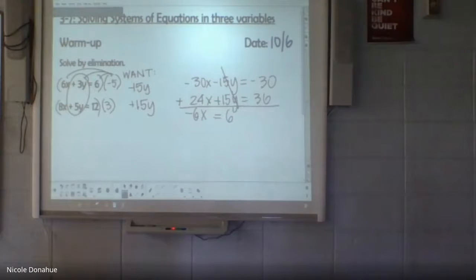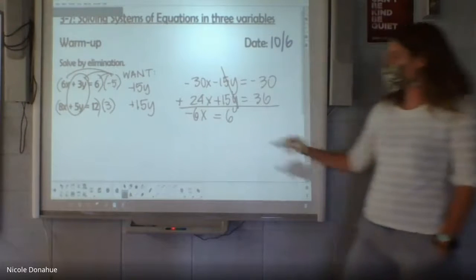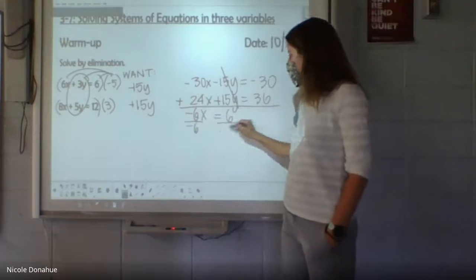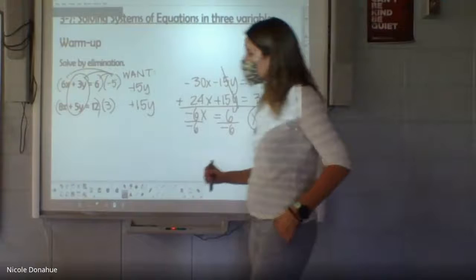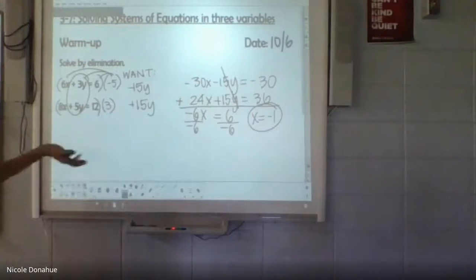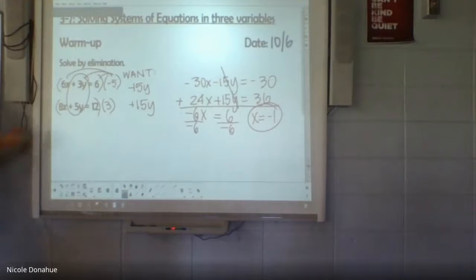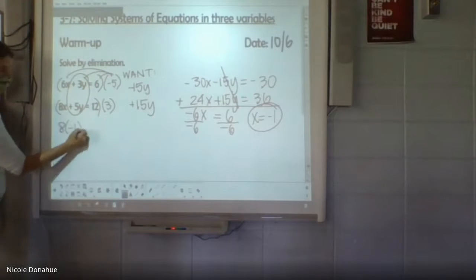And then I'm able to solve this with a one-step equation here. So x ends up being a -1. And once I know that, I can put that back in to find my y, into any of these original equations. Just because this one's right here, I'm going to put it here.